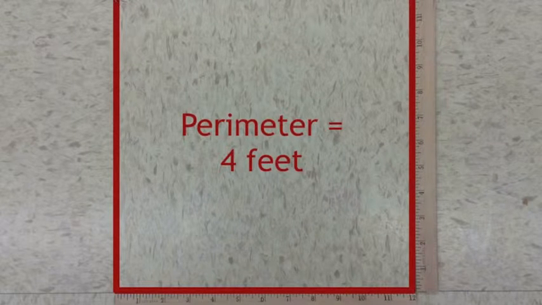In the classroom, I'll often use the example of an insect, such as this ant, walking around the shape. So if this ant were to go all the way around the square, it would walk 1 foot and another foot and another foot and another foot. So the ant walked a total of 4 feet around that square.